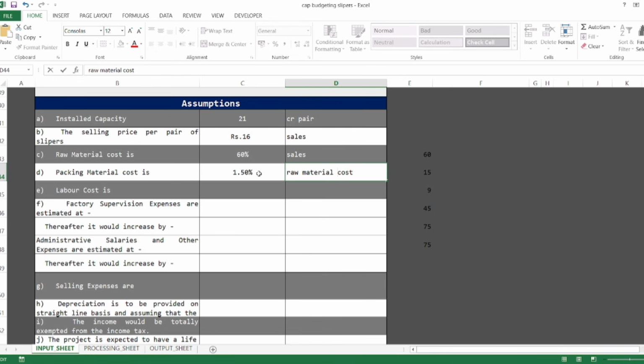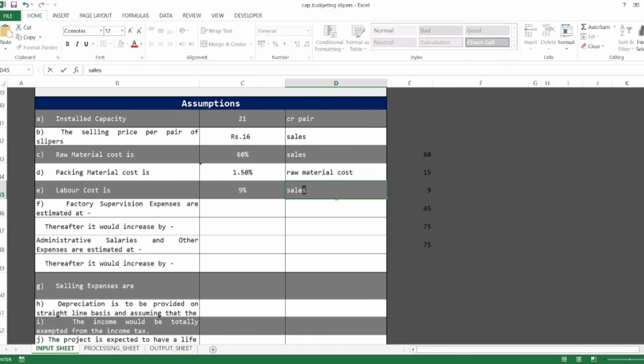For the labor cost, again we have to change 9. The question is given as 9%, so we'll change this 9 into a percentage, divided by 100, and labor cost is 9% of sales. Don't forget to rename the cells that is required, that is for labor cost, packaging cost, raw material, selling prices, installed capacity cost.